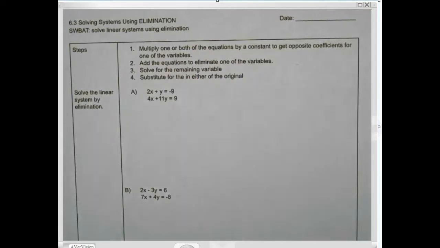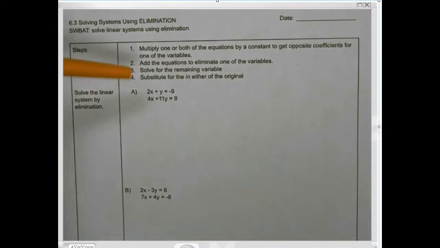Part 2, add the equations to eliminate one of the variables. Number 3, solve for the remaining variable. And number 4, substitute it into either of the original equations, because we're going to do some funky things with these, and usually the original one's going to be the easiest to work with. So let's begin. We'll go through these steps together so we can see how they work.